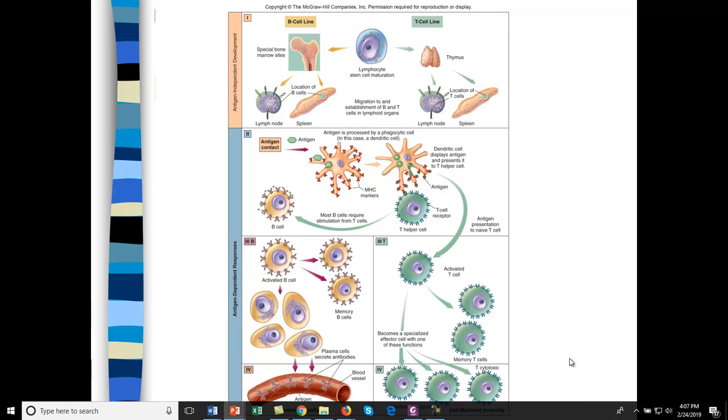And then, of course, this is difficult to see, but here the activated T cell becomes a T helper cell. Look at these T helper cells, which help with the cytotoxic response.